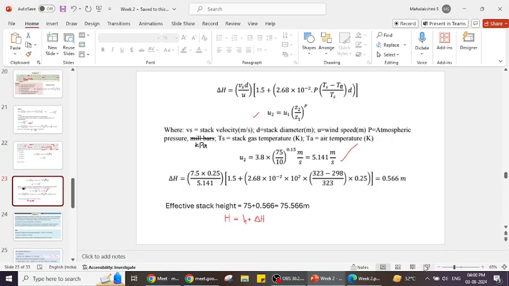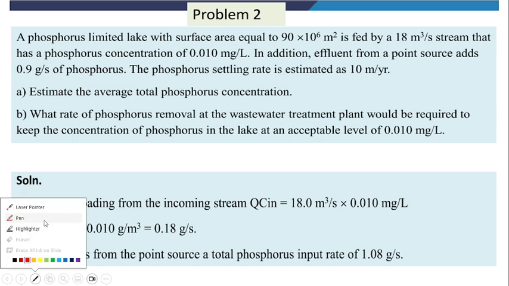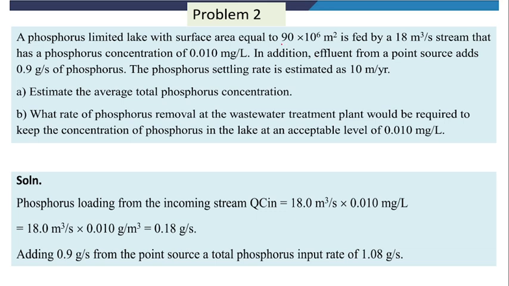Okay, we'll go to the next problem. So this problem is related to water pollution. This is a tutorial problem. The question is: a phosphorus limited lake with surface area equal to 90 into 10 power 6 meter square, which is fed by 18 meter cube per second stream. So the stream flow rate is 18 meter cube per second.